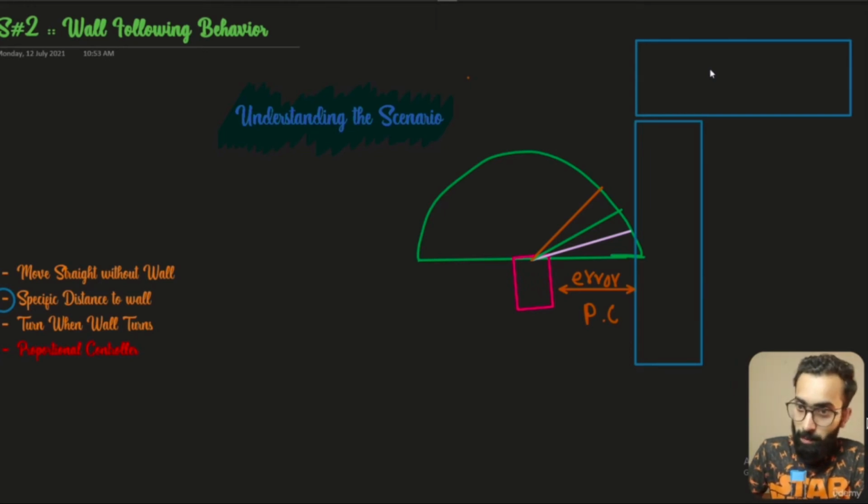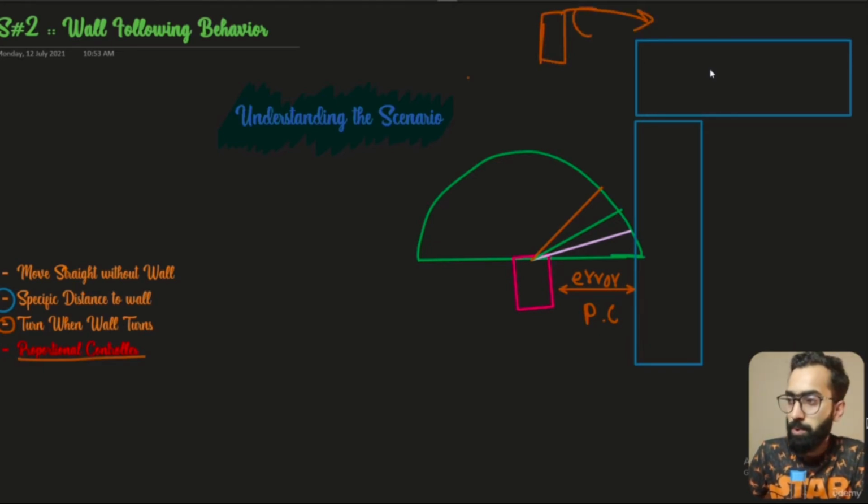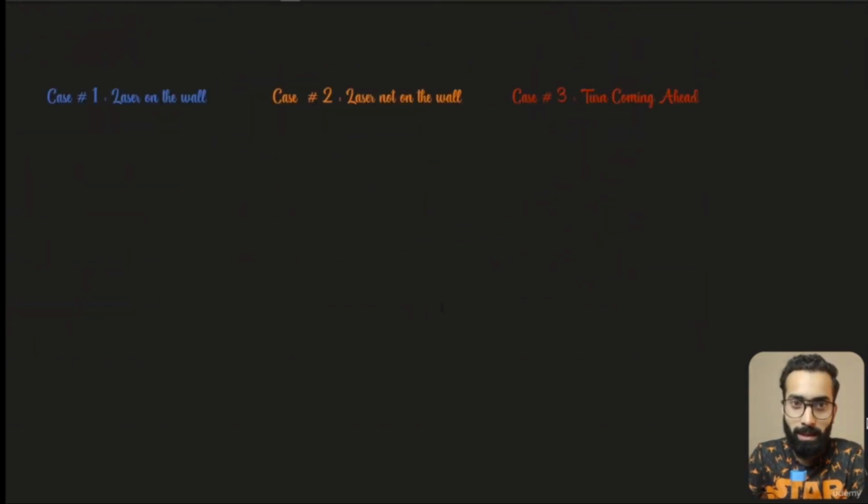Then we want the robot to turn when the wall turns. For example, the robot is at this specific point, and when the wall turns, the robot should also turn, like this. Then we want the proportional controller as I have described. That's fine. We have to keep these scenarios in mind when we are developing the algorithm. I have further divided the requirements into different cases.